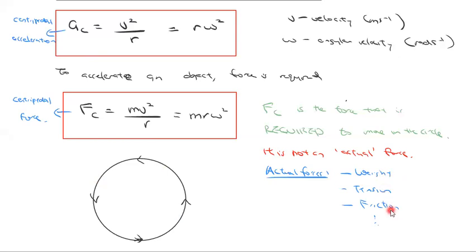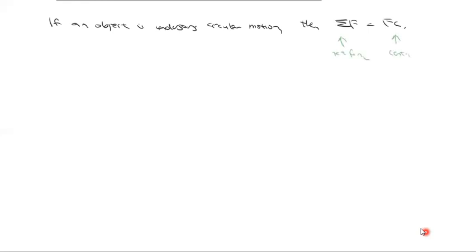So just like we need to actually pay with actual money in some way, the centripetal force is just the cost, and it needs to be made up by actual forces. So if an object is undergoing circular motion, then the net force must equal the centripetal force. This is the net force. This is the centripetal force.